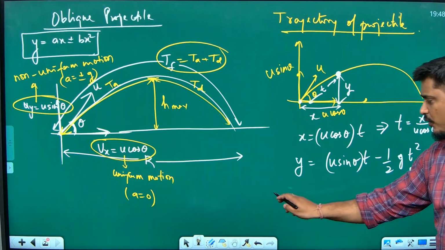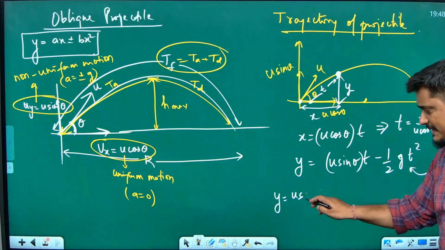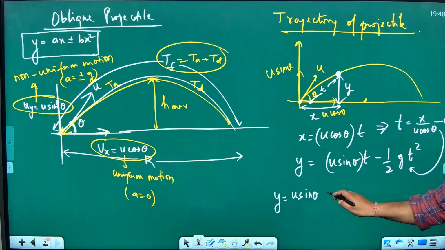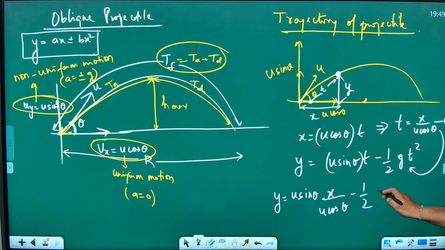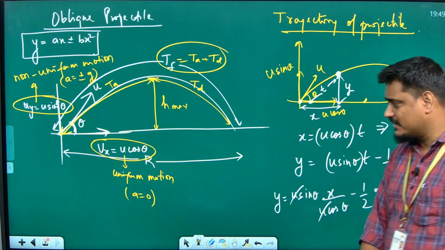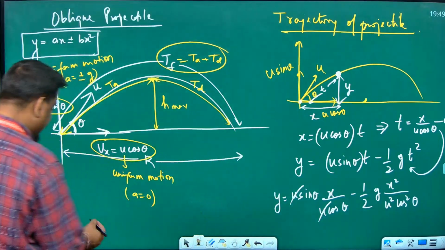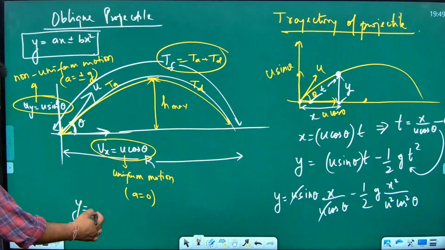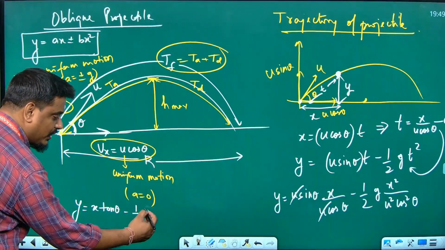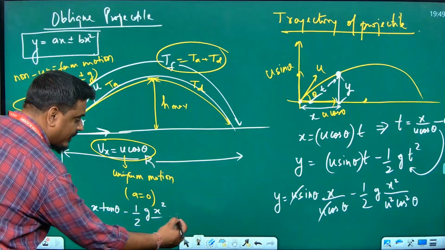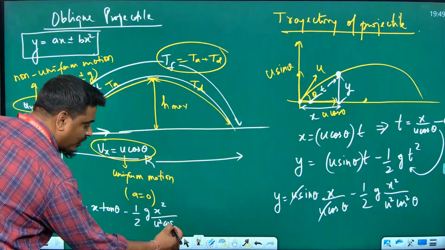What will happen to y? Y will become u sin theta into t. What is t? t is x by u cos theta, minus half into g t square, which becomes x square by u square cos square theta. U gets cancelled. Finally, I am getting y is equal to x tan theta minus 1 by 2 into g into x square by u square cos square theta.